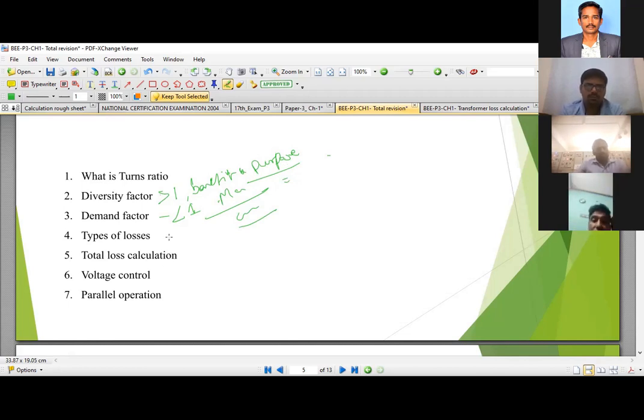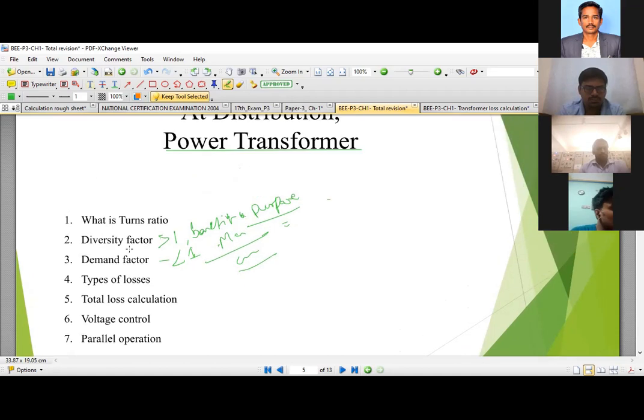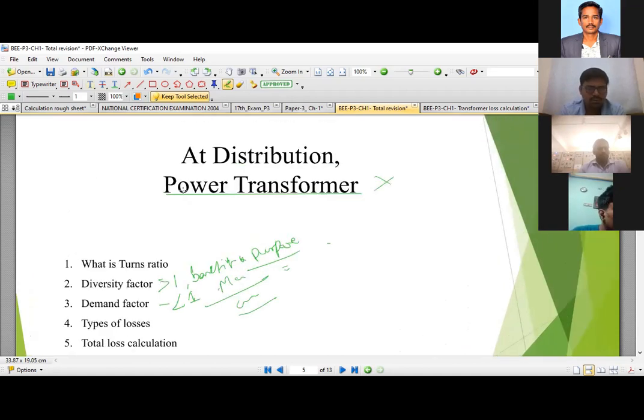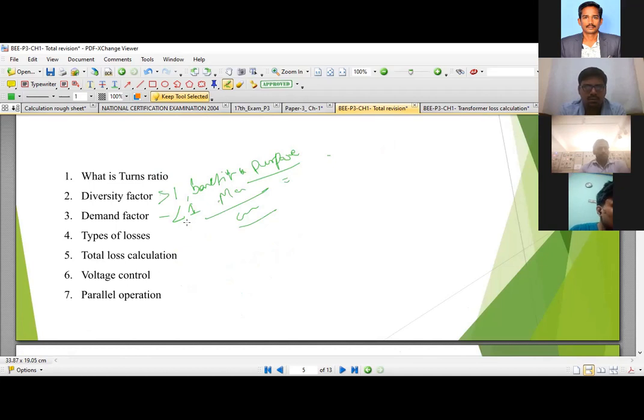And types of loss. Transmission loss, generation loss, no, types of loss is only for transformer. It is core loss, iron loss, okay? No load loss, okay, load loss and full load loss. So no load loss is different. What is the type? No load: hysteresis losses, eddy current losses. Okay. And loss calculations.